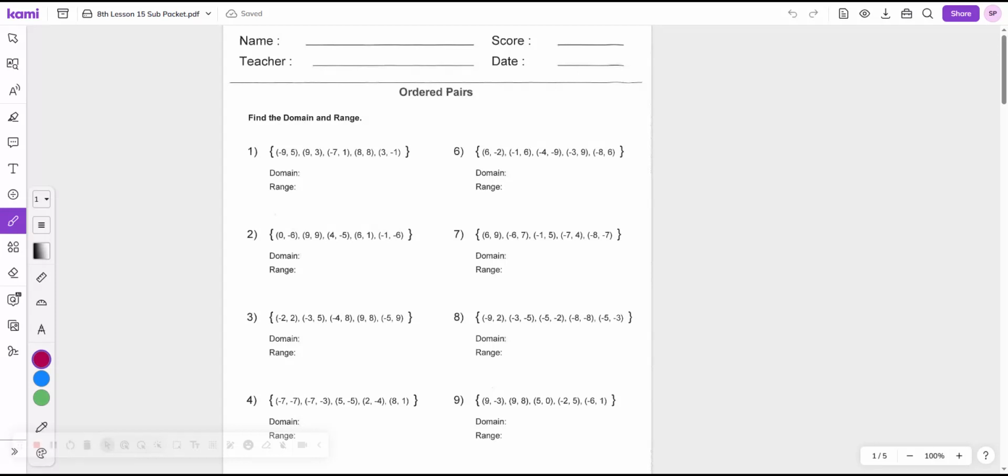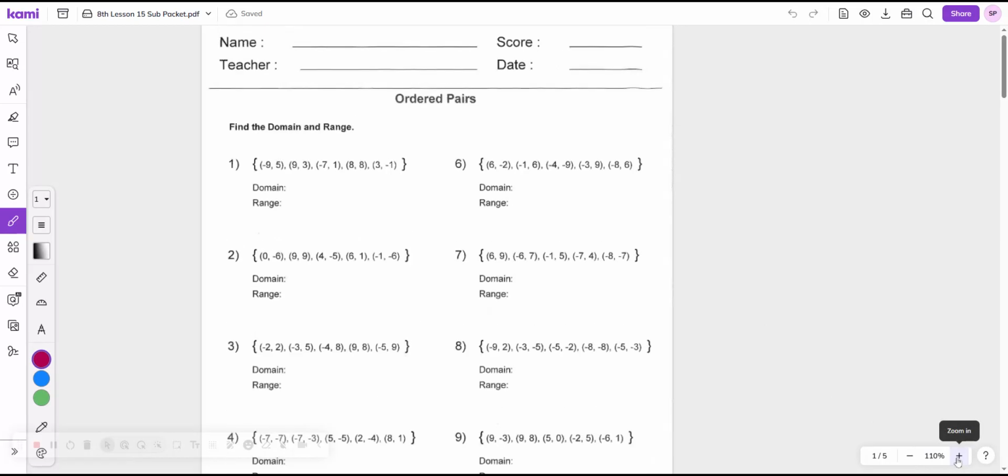Okay, I am going to go through the first few questions on each page in your packet so you know how to do it. It's up to you when you want to pause the video and work on stuff, like work at your own pace. I'm just going to help you get started on each page. So this is the first page, finding the domain and range.